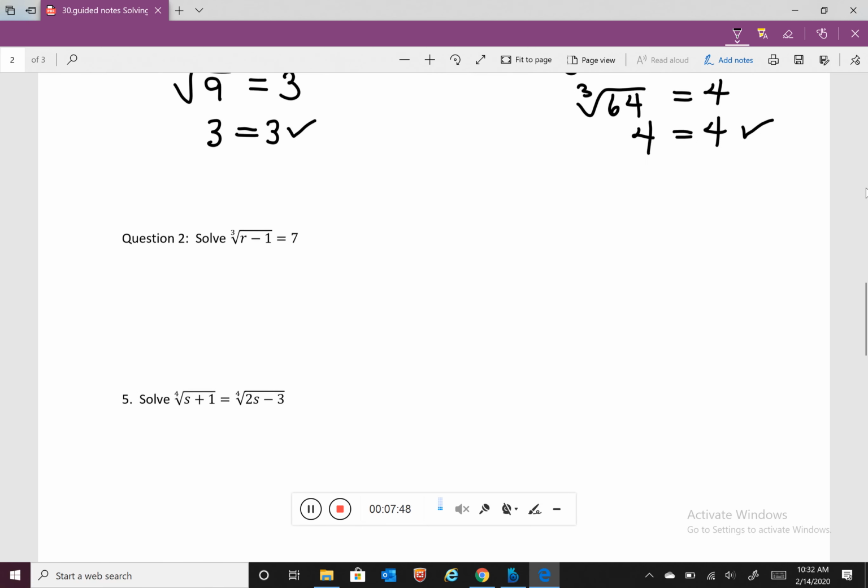Your next question is to solve the cubed root of r minus 1, and that is set equal to 7.